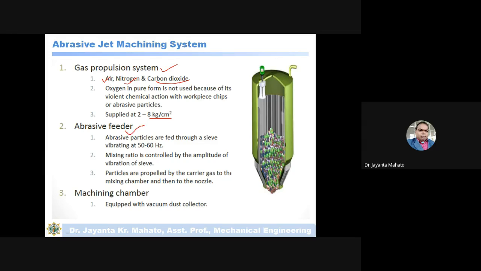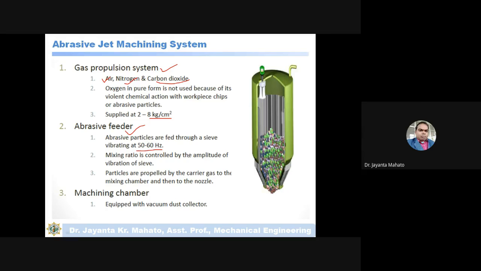Okay. Abrasive feeder. So the abrasive feeder, these abrasive particles are fed through a sleeve vibrating at 50 to 60 hertz. Okay, so इसमें एक vibrator रहते हैं and by vibrating this sleeve, the abrasive particles will feed. Okay, abrasive particle आगे feed होगी, जो मिक्सिंग चेम्बर है, मिक्सिंग चेम्बर तक वह feed होगी. Okay, by vibration.